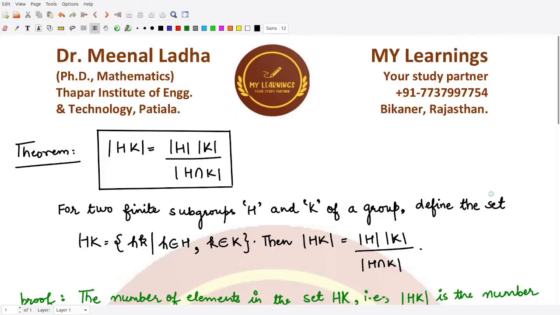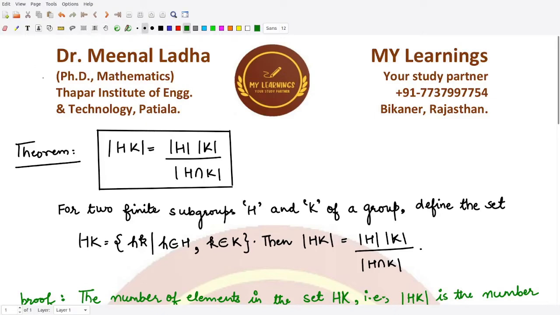In the previous video we have learned about this result. This result is about two finite subgroups of a given group. Suppose it is a group which is denoted by G. Then we define a set which is the multiplication of these two subgroups, that is HK. It consists of all the elements which are the product of the first element, which is present in capital H, and the second element, which is a member of capital K, right?